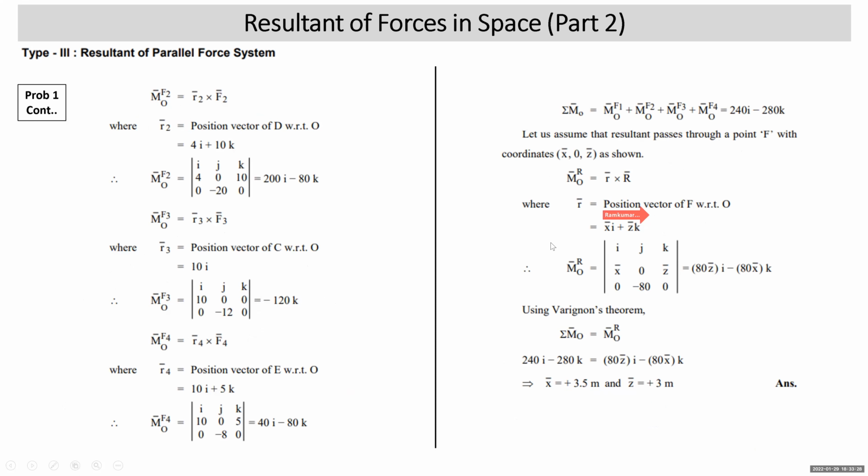So the moment of the resultant about O will be the determinant of i, j, k; x bar, 0, z bar; 0, minus 80, 0. Using Varignon's theorem, sigma M_O bar is equal to the moment of the resultant about O. Sigma M_O bar, which we wrote on the left side, we got from here: 240i minus 240k is equal to the moment of the resultant about O, 80 z bar i minus 80 x bar k. Equating the i and k coefficients, you get x bar and z bar.